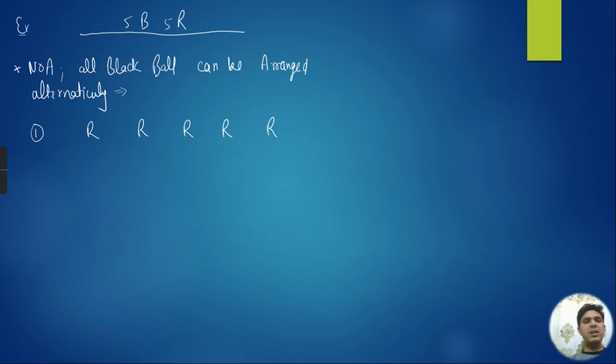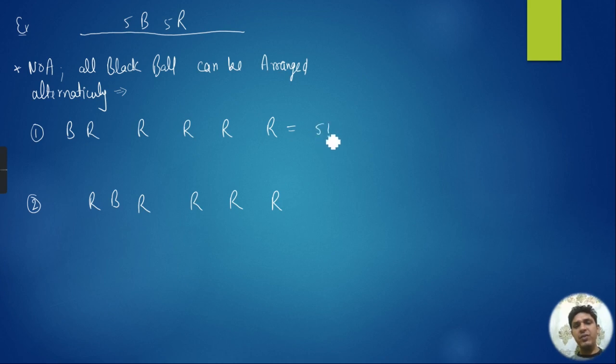So my first case is when I place the 5 black balls: the first black ball can be placed before the red balls, like this. And the second case is, first of all, you place all 5 red balls and place the first black ball after the red balls, right? So there are two cases. Let us check the number of arrangements. If we arrange five red balls, they can be arranged in factorial 5 ways.